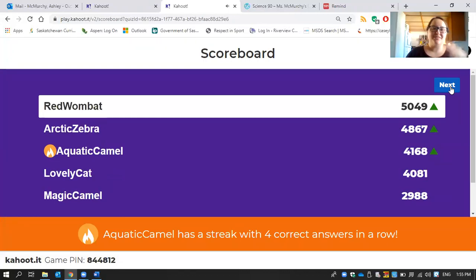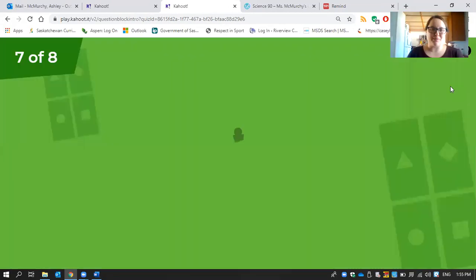Red wombat. I love this, like, always like different mixture of like scores. This is great. Never know who's going to be on top there.